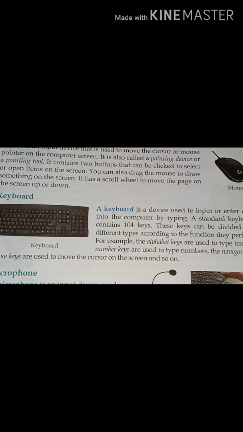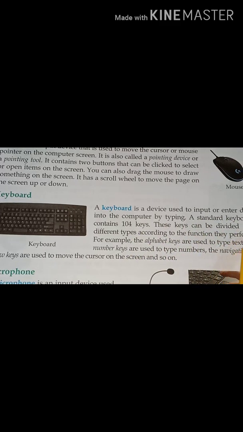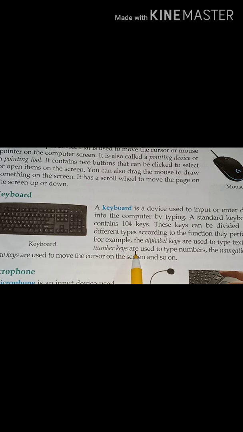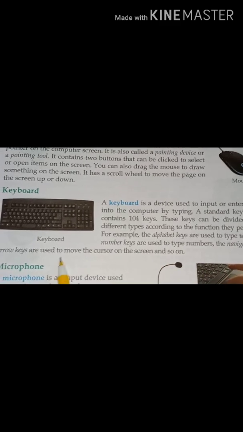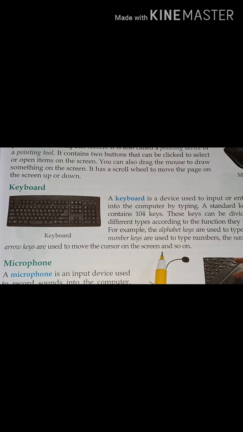A standard keyboard contains 104 keys. How many keys? 104 keys on a standard keyboard. These keys can be divided into different types according to the function they perform. For example, the alphabet keys, it means the keys just like QWERTY are used to type text. The number keys are used to type numbers, and navigation or arrow keys are used to move the cursor on the screen, and so on.